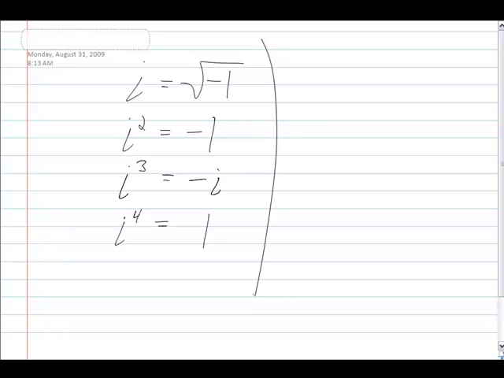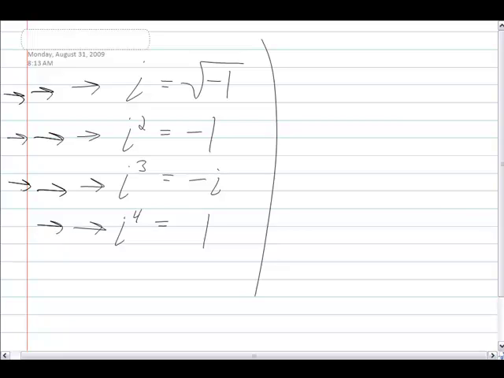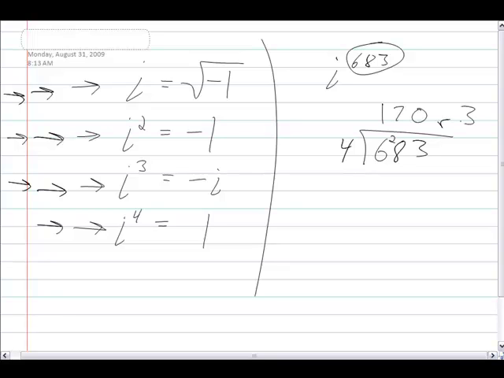Now, if you want to find i to the 5th, it's just going to be i. i to the 6th, i to the 7th, i to the 8th, i to the 9th, i to the 10th, 11, 12, 13, 14, 15, and so on. It goes in cycles. Now if we wanted to find, let's say, i to the 683rd, what we do is we take this power and divide it by 4, because we have 4 different options to choose from. If we do this, we'll get 170 with a remainder of 3.